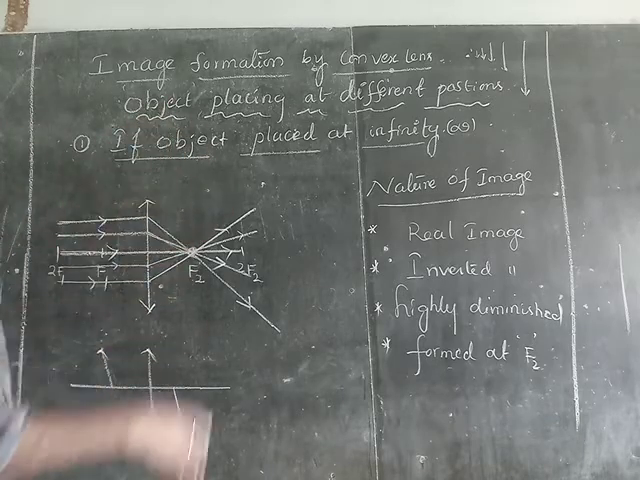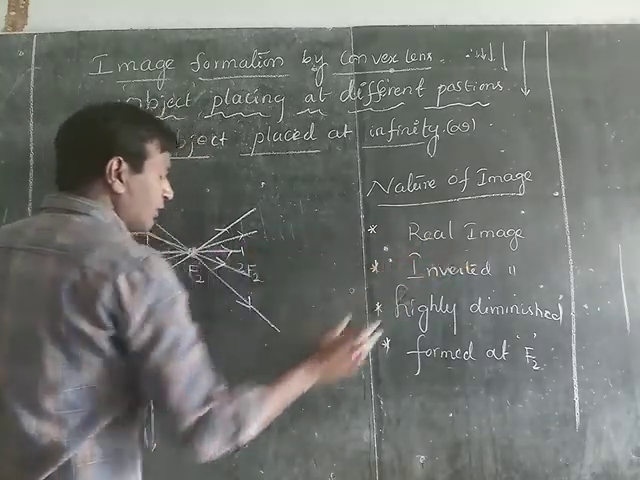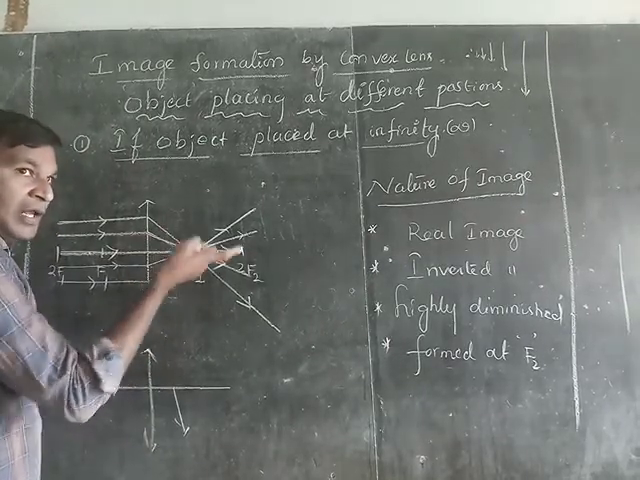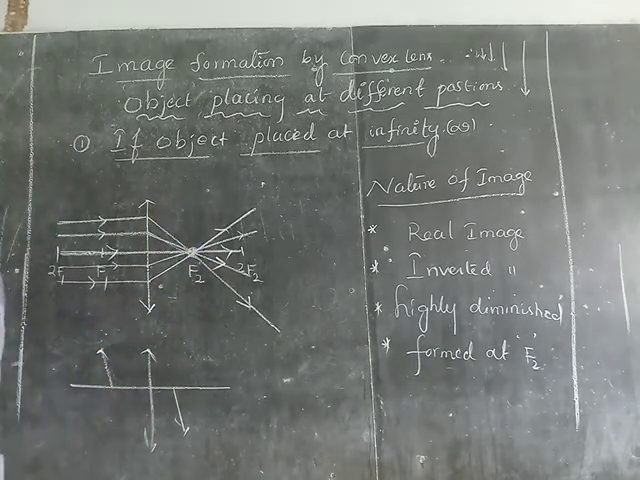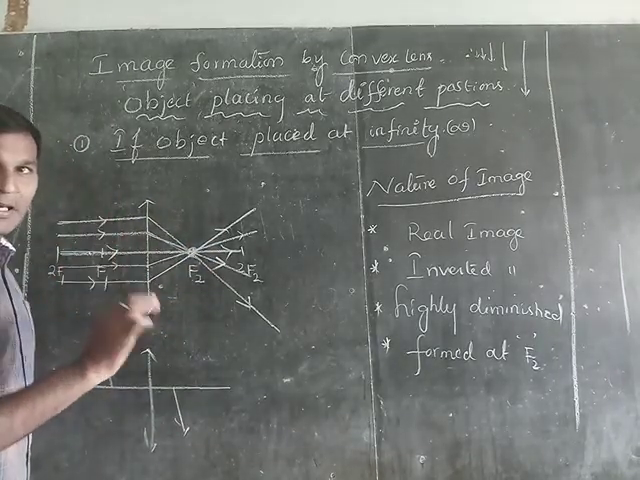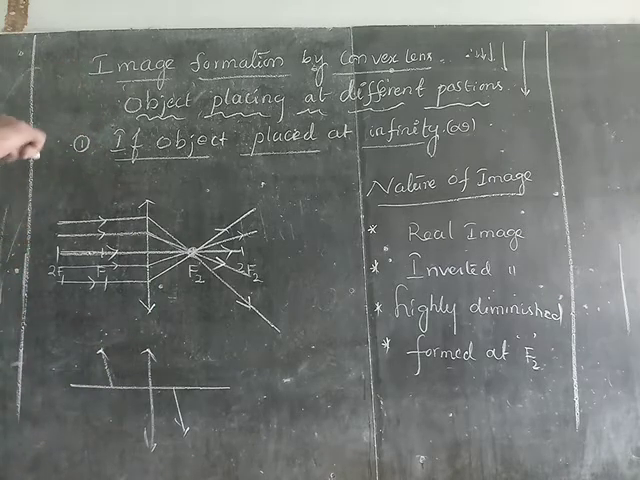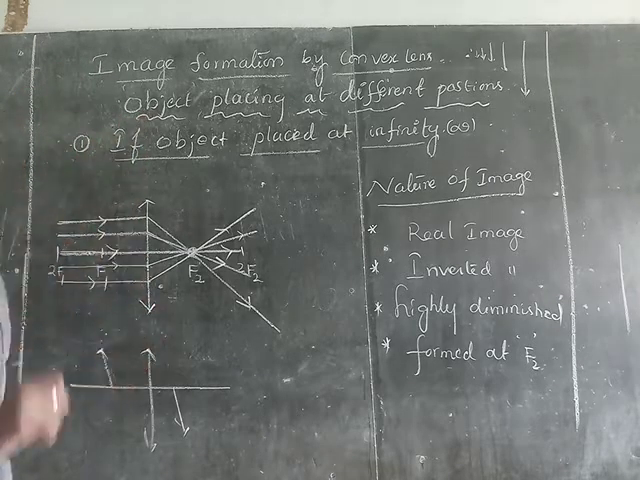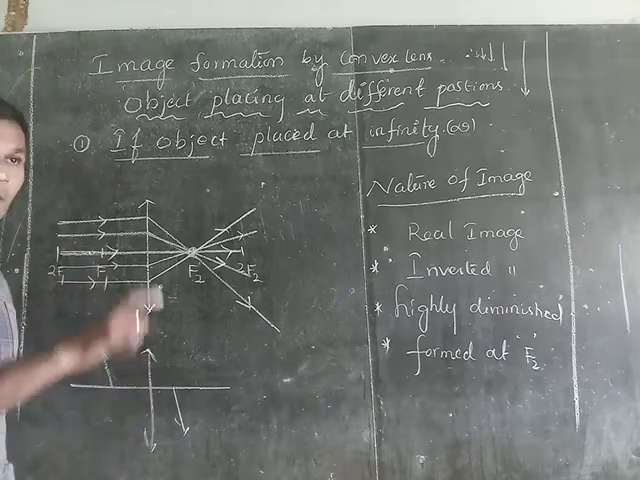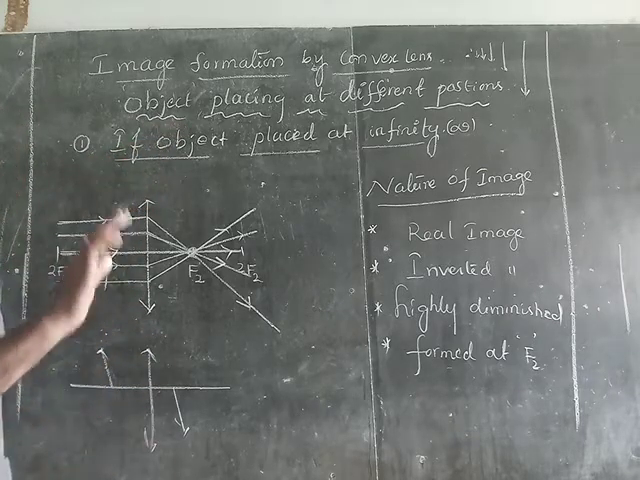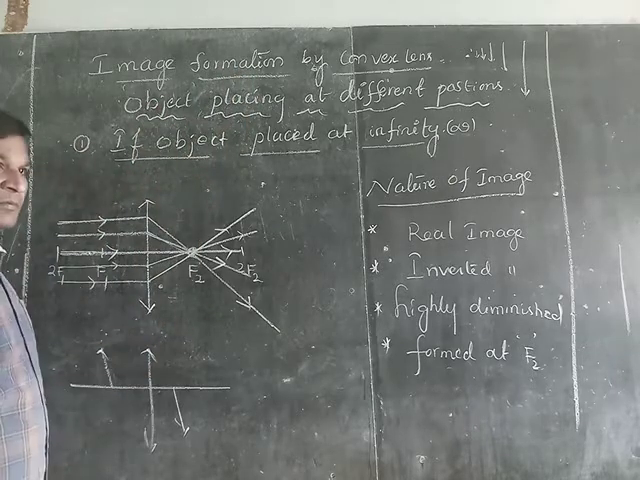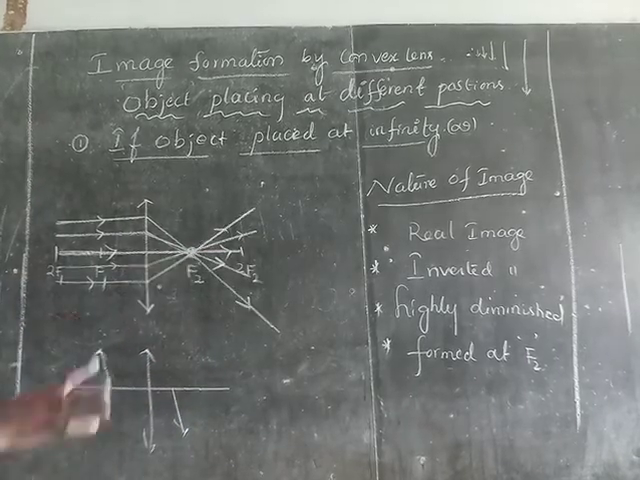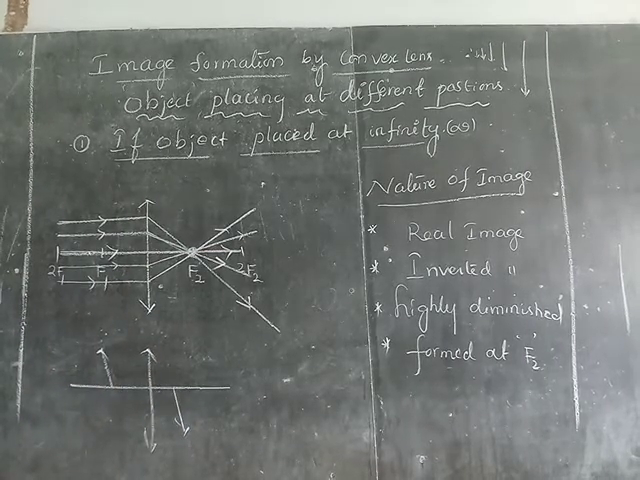Now coming to the nature of the image. A real image is formed. All real images are inverted images. Here a spot image was formed at the focus. A spot image is nothing but a highly diminished image. Diminished, very very small; then small, large, enlarged, magnified. This is the process we have to maintain. By using the light rays we have to construct the ray diagrams. Note it.